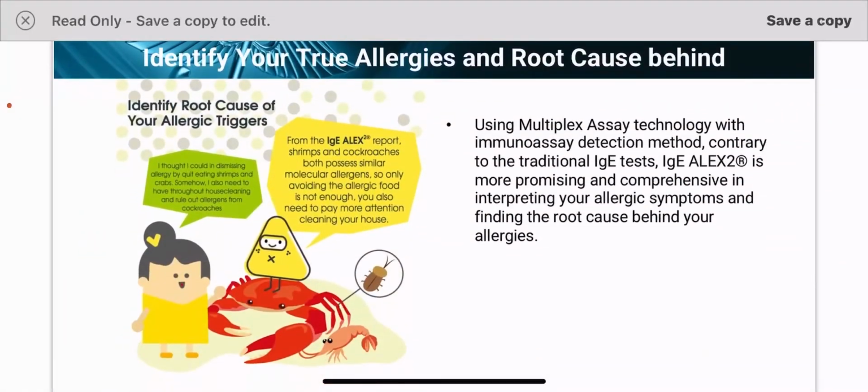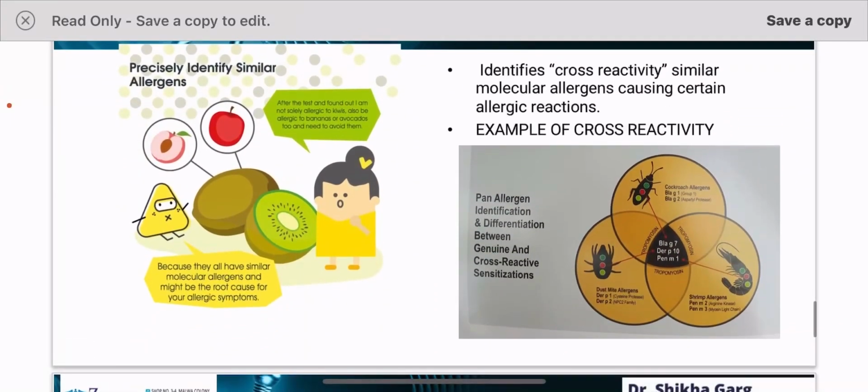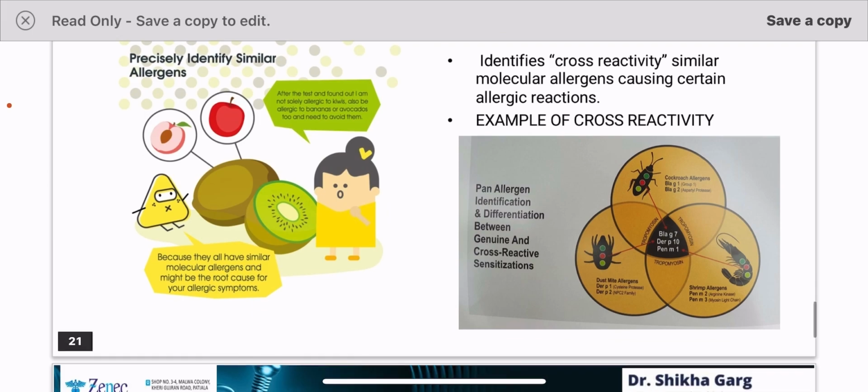So basically, why do we need to identify your true allergies, and of course the root cause behind them? Because we can use this multiplex array technology, and it will help in getting to know the exact allergen which is causing all your symptoms, and we can actually rule out and avoid a lot of other allergens which we supposedly think could be responsible. So precisely identifying similar allergens is also important, because in conventional methods there were cross allergies. Like if a person is allergic to shrimp, they can also be allergic to mite and to cockroach, because these have common proteins. So this cross reactivity is ruled out in this molecular method.